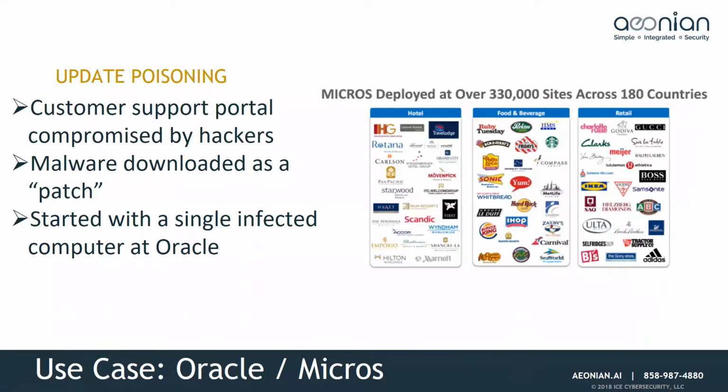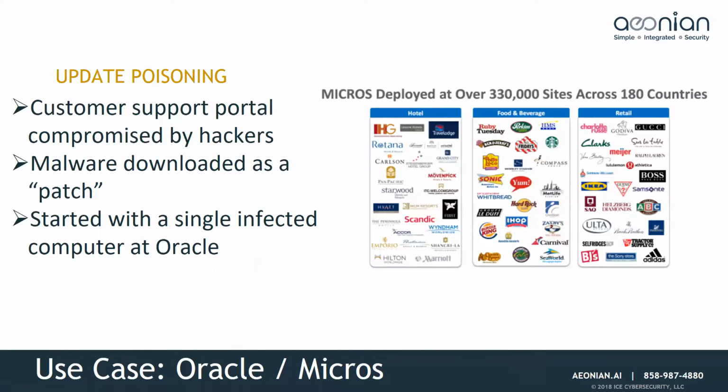So Oracle bought Micros. Micros is the point of sale system that many of you trust your credit cards with. You can see on the right, it was deployed across 180 countries, 330,000 sites, and countless implementations.